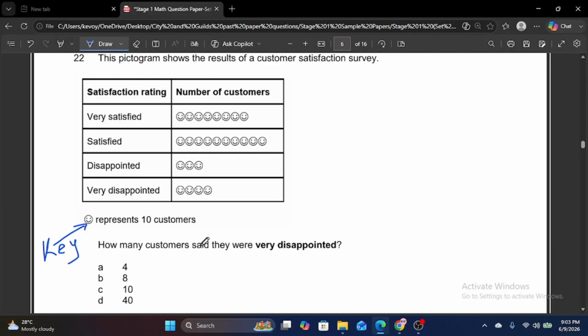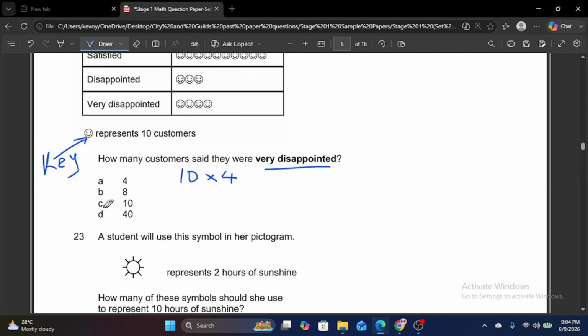So how many customers said they were very disappointed? So there are 1, 2, 3, 4 smiley faces. Because each smiley face represents 10 customers, that's going to be 10 times 4. And 10 times 4 is equal to 40. So 4 faces times 10 is 40. So 40 is the answer right there.